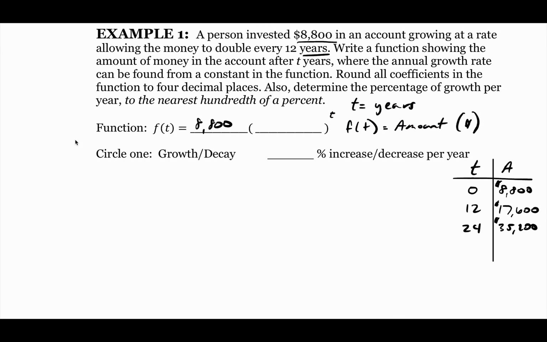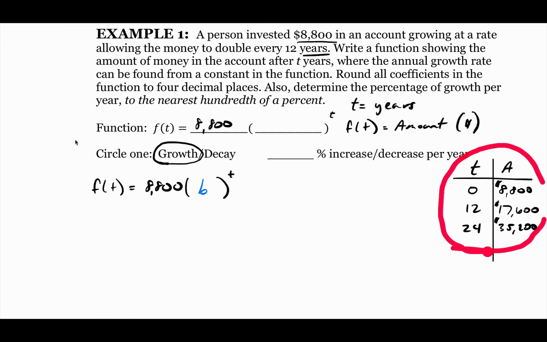So now what we have to figure out is the growth rate. We know it's growth, so we're going to circle growth. So we got to figure out the growth rate. So far, we have f of t equals 8,800 times b to the t. And we don't know what b is right now. So we're going to just keep b as b right now. We're going to solve for b. So what I'm going to do is use another point that I have on my graph.